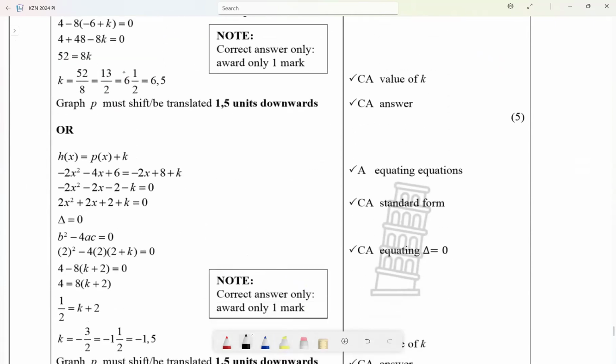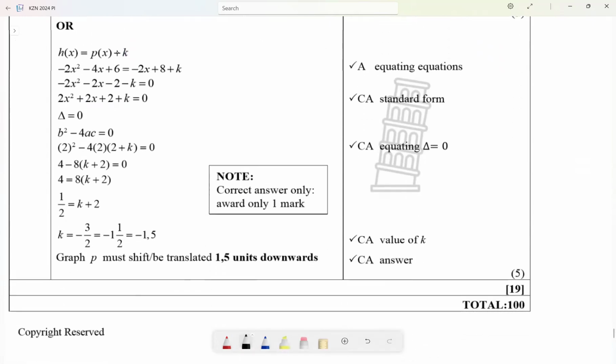Or you can use the same method that I used here, plus K, and find the discriminant. Then K will exactly be equal to negative 1.5, which is 1.5 units downwards.